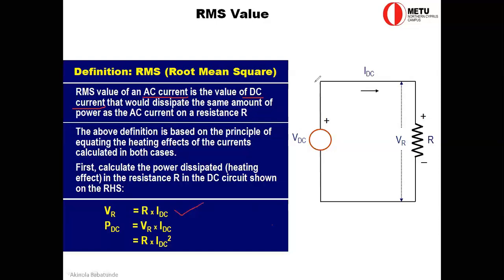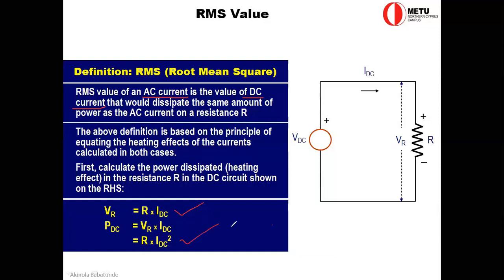Since we have our VR, our PDC, which is the power dissipated on this resistance, will be equal to VR multiplied by IDC, because power is VI. We know that VR is R multiplied by IDC. If you combine these two together, your PDC will be equal to R IDC squared. Now this is an equation you're already familiar with.